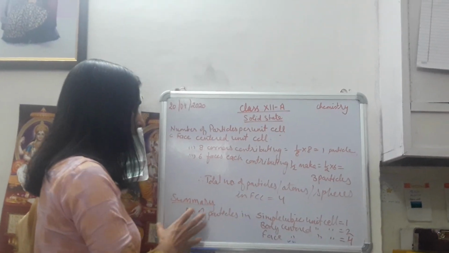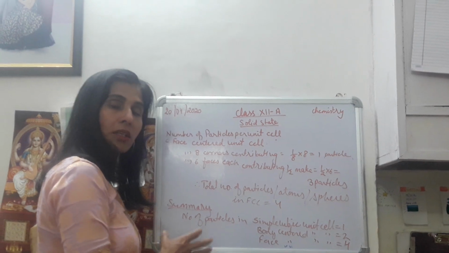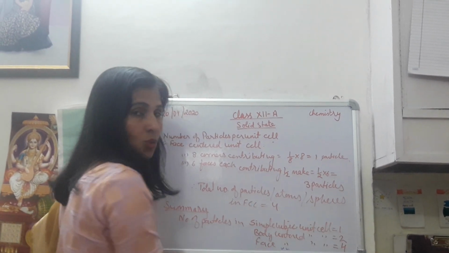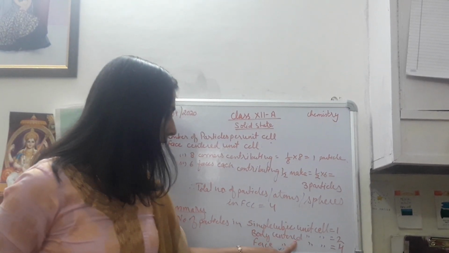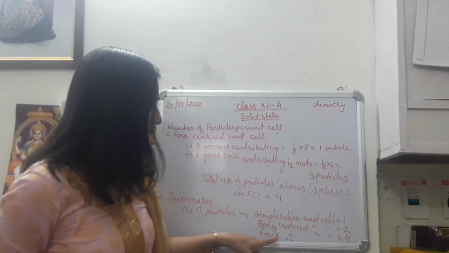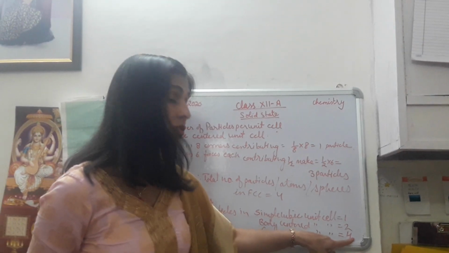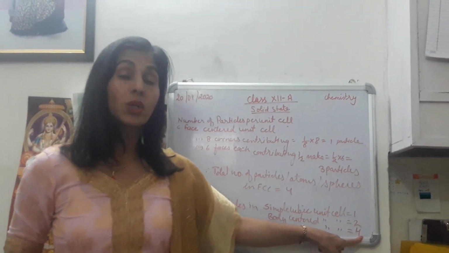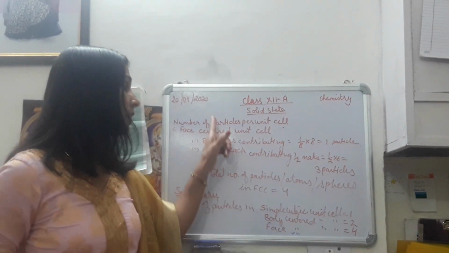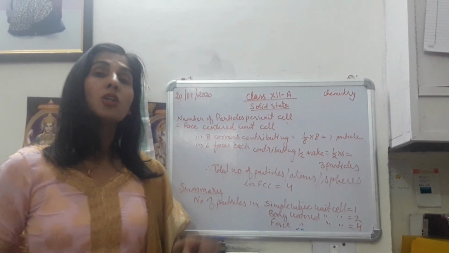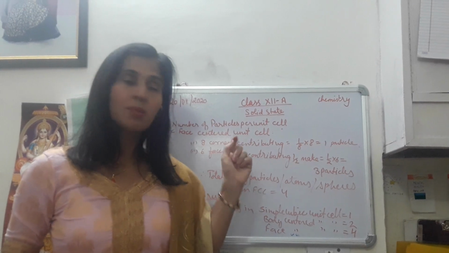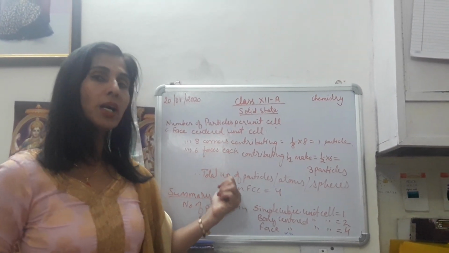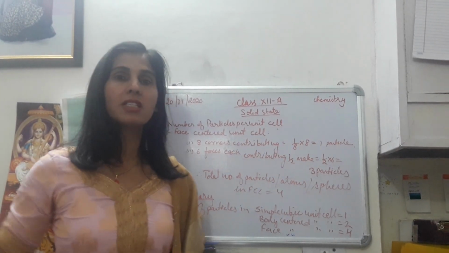Now a summary of all the 3 unit cells is that the number of particles in simple cubic unit cell is 1, body centered unit cell it is 2, and face centered unit cell is 4. Children, you need to learn it to attempt the multiple choice questions also, and the same thing you will see for 2 marks questions also, that you will be required to derive the number of particles per unit cell type.